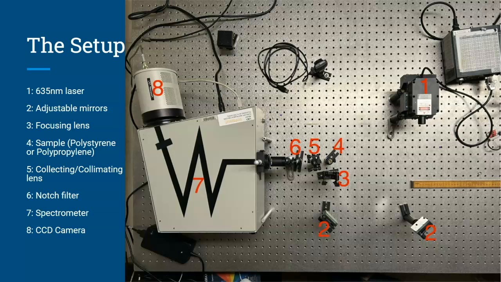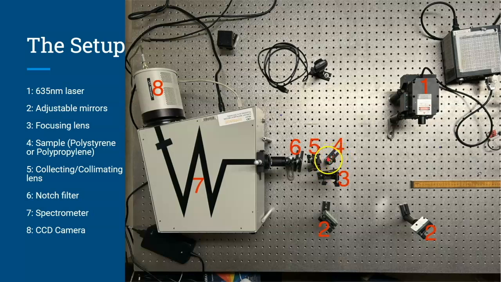This is our setup for the next part of the experiment, which is finding the Stokes scattering of two different molecules, polystyrene and polypropylene. The first part is our laser, a 635 nanometer laser, which is red light. We shoot that into a mirror, which reflects to another mirror, and that goes into a focusing lens with a focal length of 35 millimeters, which directed it straight onto our sample.